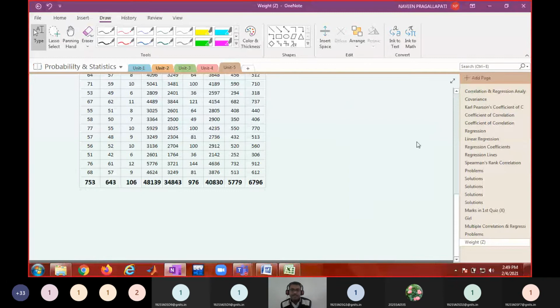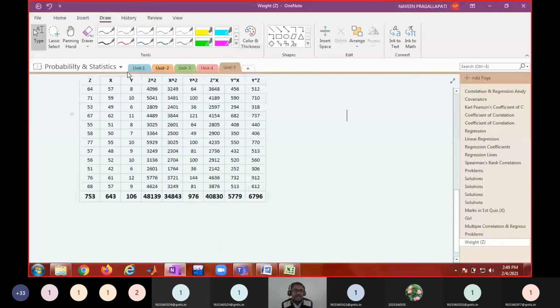Okay, so what is this data? What is this sum? This is sigma x. This is sigma y. This is sigma. Sorry, there is a mistake. This is sigma x. Sigma y. Sigma z square. Sigma x square. Sigma y square. Sigma zx. Sigma yx. Sigma yz.